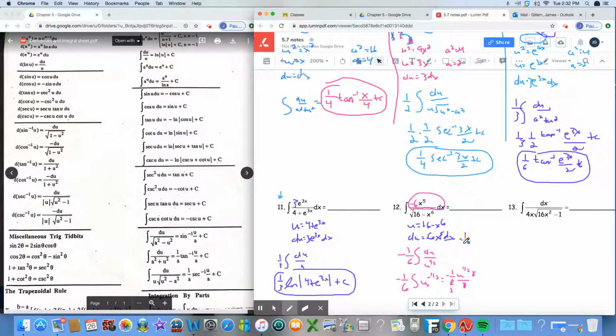Negative 1/3 u to the 1/2, which is 16 minus x to the 6th to the 1/2 plus c. And there is our answer.